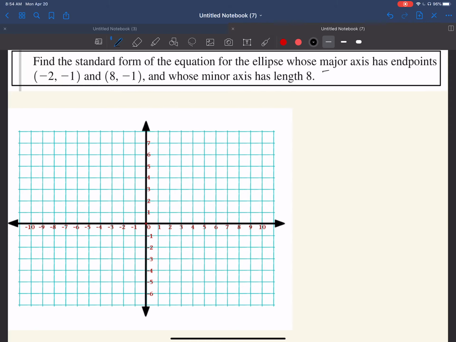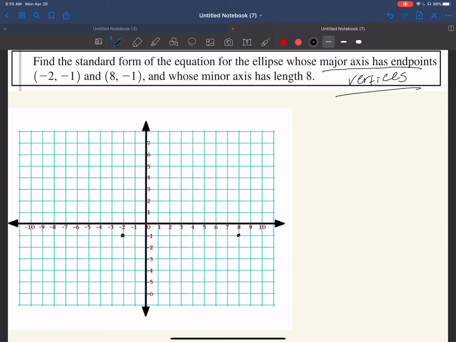So if you remember, the endpoints of the major axis are going to be your vertices. Same thing, just another way that they can say it. I do like to draw a little diagram to help me and use some of that stuff to find what I'm looking for, visualize it better. So I'm going to plot negative 2, negative 1, and then I'm going to plot 8, negative 1.